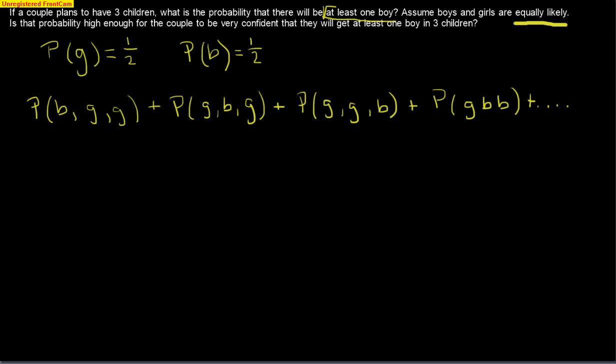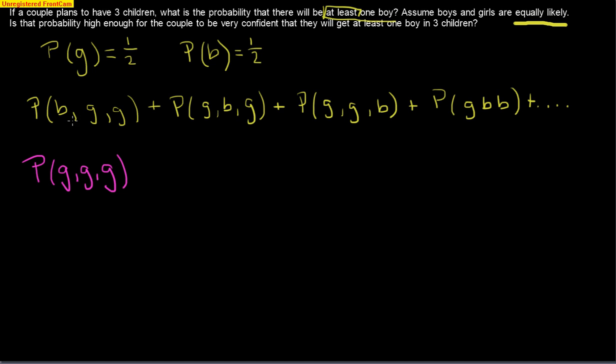So when you see the term "at least," think about it. The only option that doesn't satisfy that would be a situation where you would have 3 girls. If you have 3 daughters, then that's the only situation where you don't have at least one boy. So that might be easier. What if we find the probability of having 3 girls, and then subtract that from 1? Because we know that if you add up all the different combinations of 3 children, regardless of their sex, that's going to equal 1.